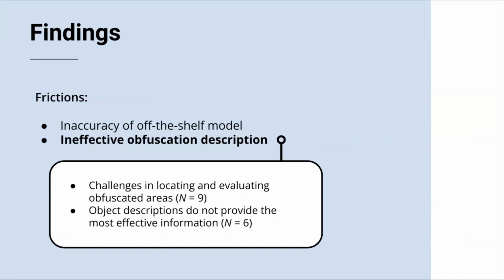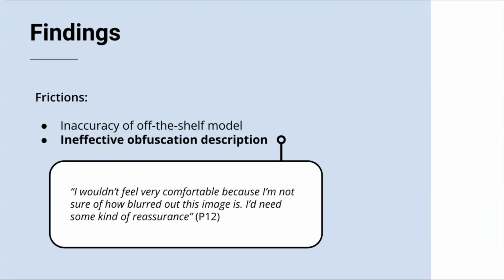Six participants also found that object descriptions did not provide the most effective information for them to determine whether the effect was applied successfully, as P6 said. In particular, they didn't know to what extent the obfuscation had hidden the private information. As P12 shared, "I wouldn't feel very comfortable because I'm not sure how blurred out this image is. I'd need some kind of reassurance."